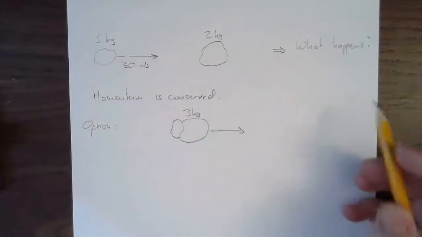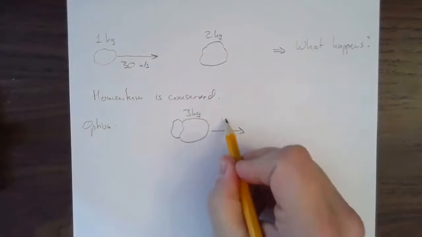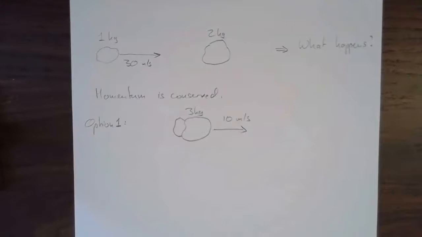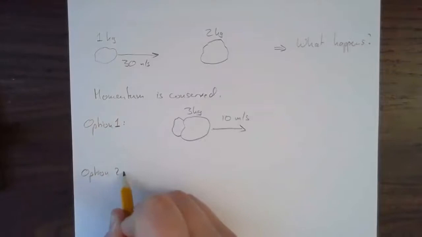You can imagine this gets hit, they move together. Well, it's not a hard calculation. 1 times 30 is 3 times what? They'd be moving with 10 meters per second. So that is something, let's say option 1, allowed by momentum conservation. But maybe there are different options. Maybe there's option 2, where this mass, they don't stick together, this mass just comes to rest.